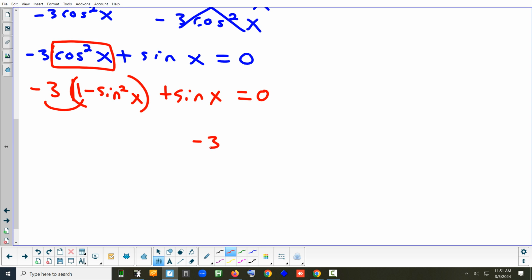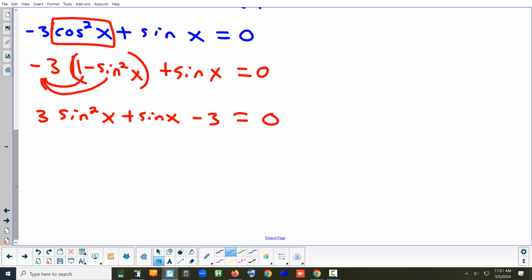What's negative 3 times 1? Negative 3. I'm just going to put that over here because I like to put the number all the way on the right. And what's negative 3 times negative sine squared? Positive. So by moving that to the other side, you temporarily made it negative, but then it ended up becoming positive on its own. Okay, so 3 sine squared, and the plus sine x stays right where it is. Okay. Any question up to that step?